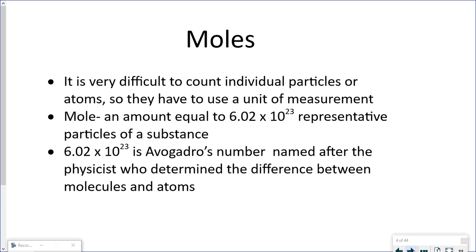So a mole is an amount equal to 6.02 times 10 to the 23rd representative particles of a substance. This is the known quantity no matter what the substance is. 1 mole of anything is going to be equal to 6.02 times 10 to the 23rd particles. And this is Avogadro's number. On your reference sheet, it is the very first value that's given. And this was named after Avogadro, who determined the difference between molecules and atoms. So that is a known number that we're going to use as a conversion factor.